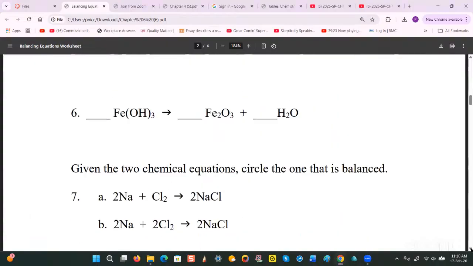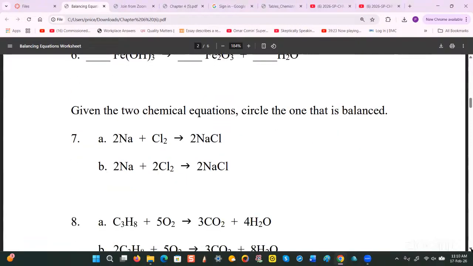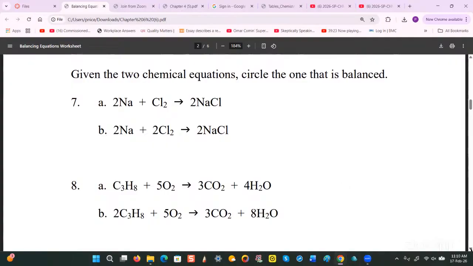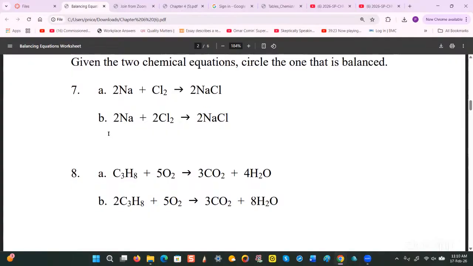Let's go down. Okay, it says given the two chemical equations, circle the one that is balanced. So in each case, you're given two equations. One is balanced and one is not. So what's the answer for number 7? Sorry. A would be correct. What about number 8? A would be correct.